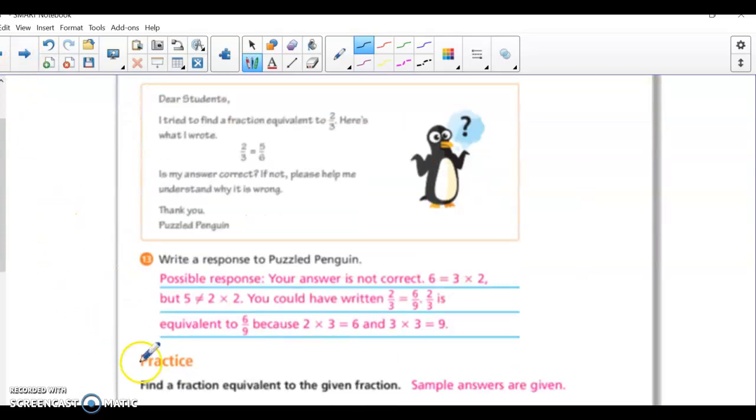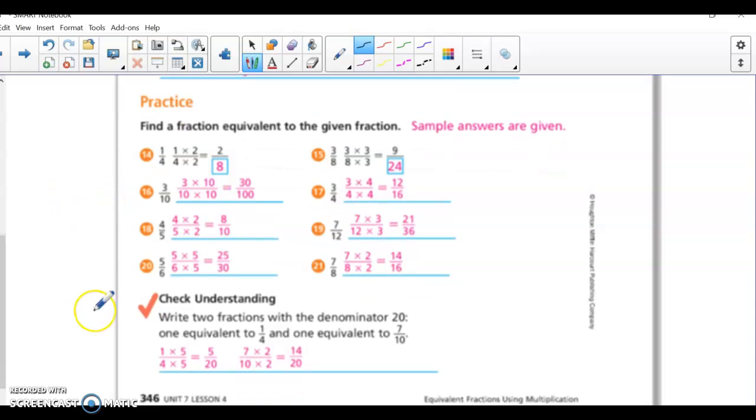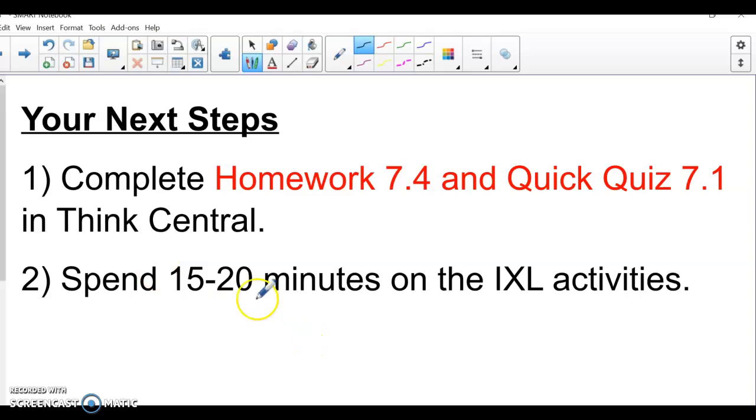All right, check your work. You're right. 6 is equal to 3 times 2, but 5 is not 2 times 2. So he didn't do the same to the top as he did to the bottom. And then here are going to be your answers to the rest. But notice this pattern. Every time, whatever you do to the top, you have to do to the bottom. If you're multiplying by the same value on the top and the bottom, it is going to be an equivalent fraction.